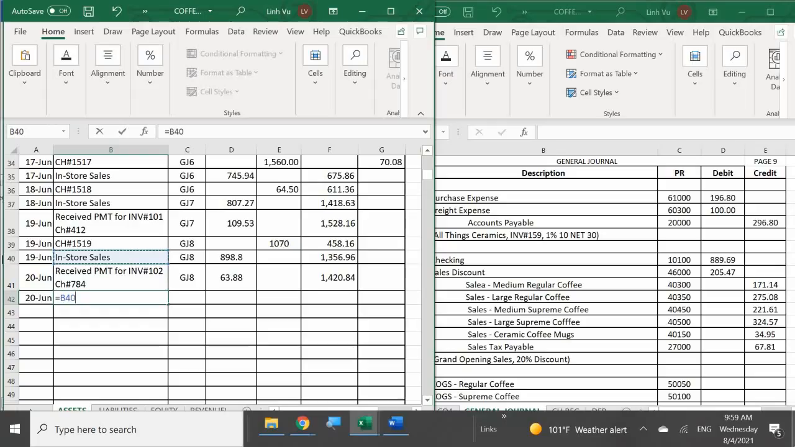Anyone wants to take it out from here? I guess not. For sale. It's okay. In-store sales, what else? General Journal 9. So it's 889.69. Okay. Oops. Whoa, too many nines.